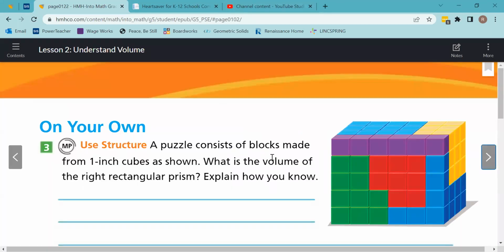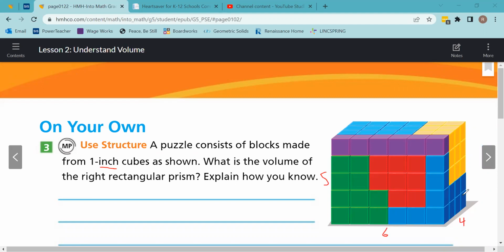Number 3, a puzzle consists of blocks made from 1-inch cubes shown. So again, just pay attention. They give you that label. What is the volume of the right rectangular prism? 5 is the height. 6 is how wide it is. And it looks like 4 deep.